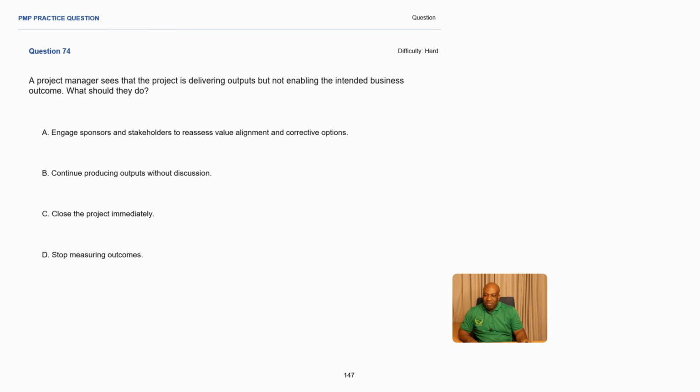Right, practice question number 74. A project manager sees that the project is delivering outputs but not enabling the intended business outcome. What should they do? Okay, so what is our problem statement here? The project manager is seeing that the project is delivering outputs, but it's not enabling the intended business outcome.